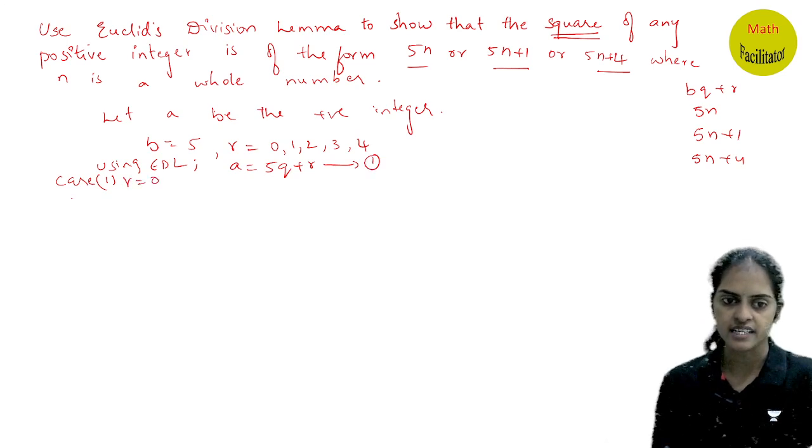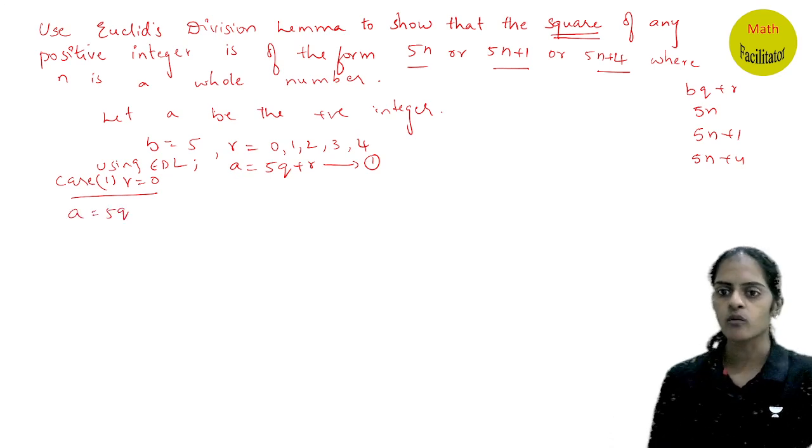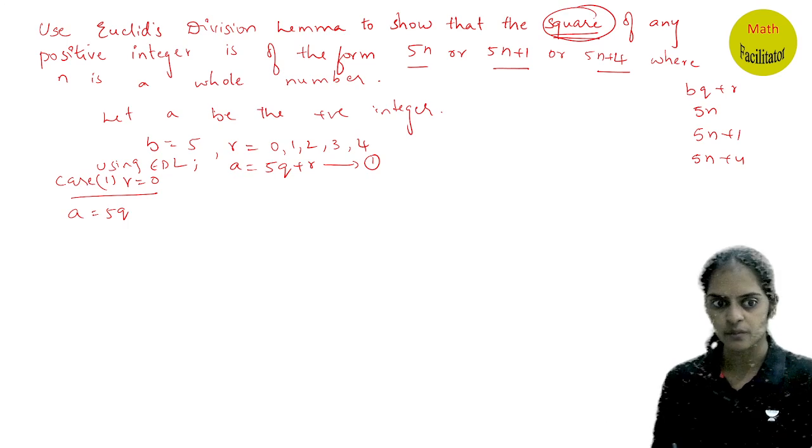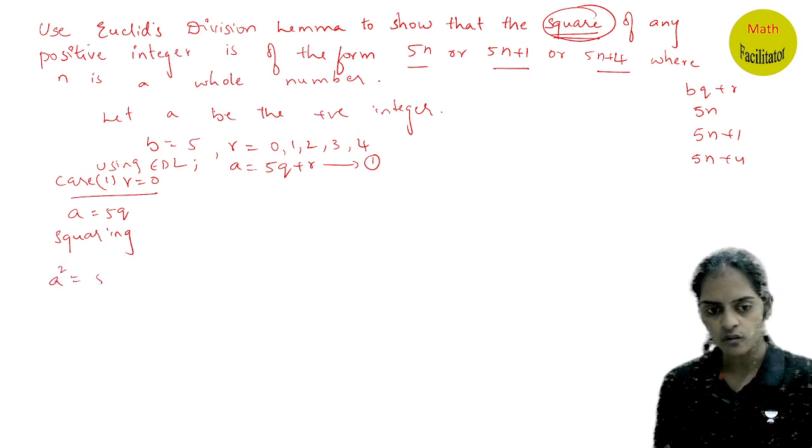So case 1, let us take r equal to 0. So your a equals 5q. Now what we have to do is square, because in the question square is given. So squaring on both sides, a square equals 5q whole square. Or you can write it as 5 into 5q square.